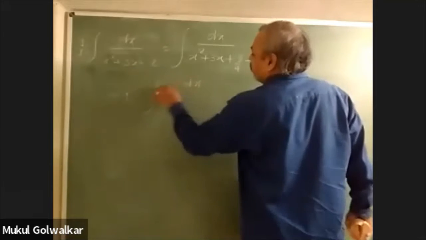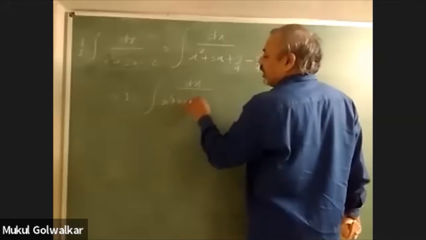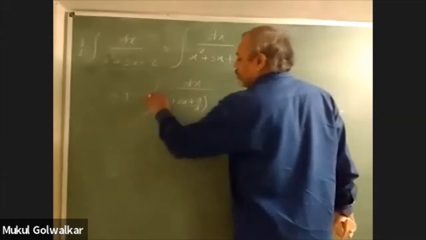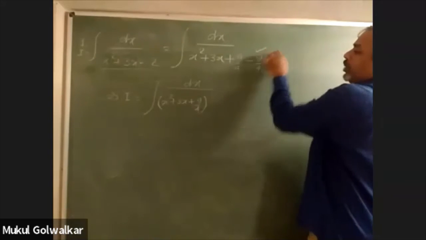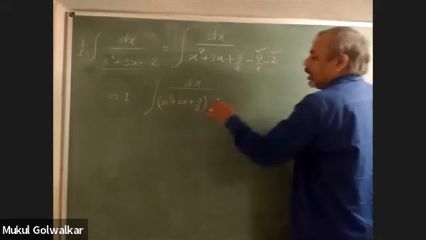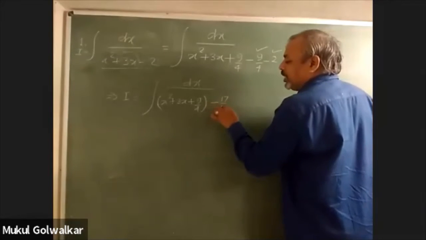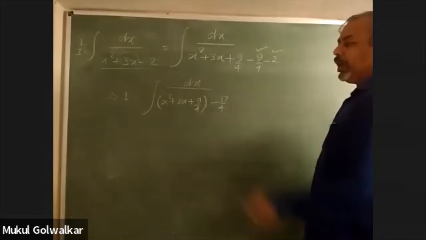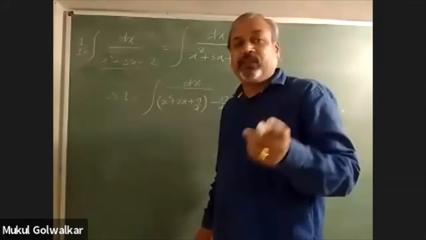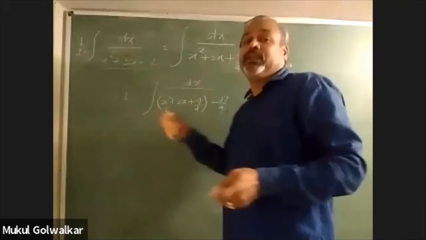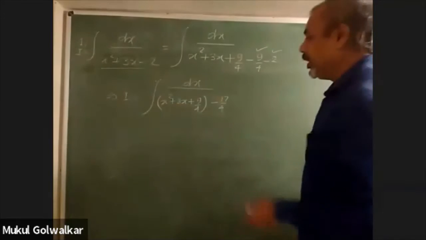So this is dx upon the first three terms, x square plus 3x plus 9 by 4. These three terms I am putting within the bracket, and for the remaining two terms, minus 9 by 4 and minus 2, I am taking their LCM and writing the combination as minus 17 by 4. I hope there is no problem in understanding this one. And if by chance any student is having difficulty, you can please ask me right now, so that we can find the solution of your difficulty right now.